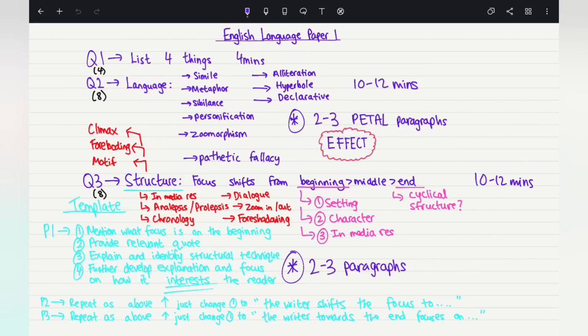So we're not far away from the Language Paper 1, and what I wanted to do in this video is to give you a full breakdown of the English language paper. So hopefully by the end of this video, you will all be confident going into the exam for Language Paper 1.